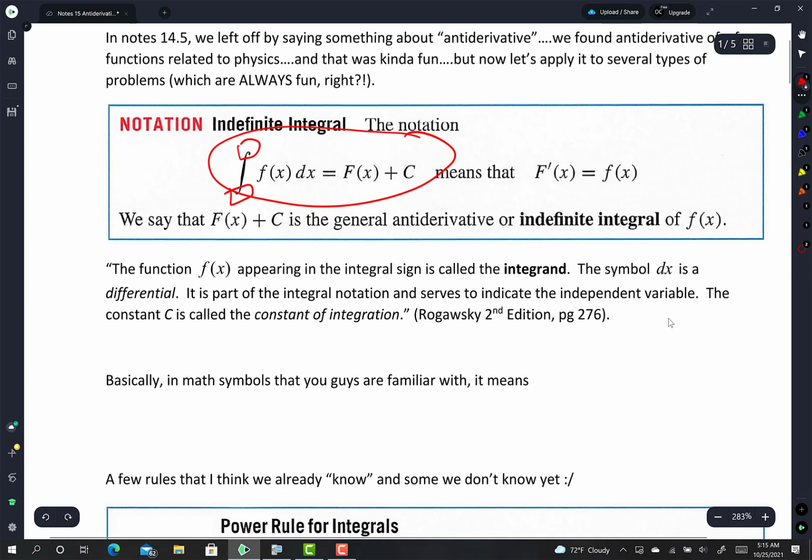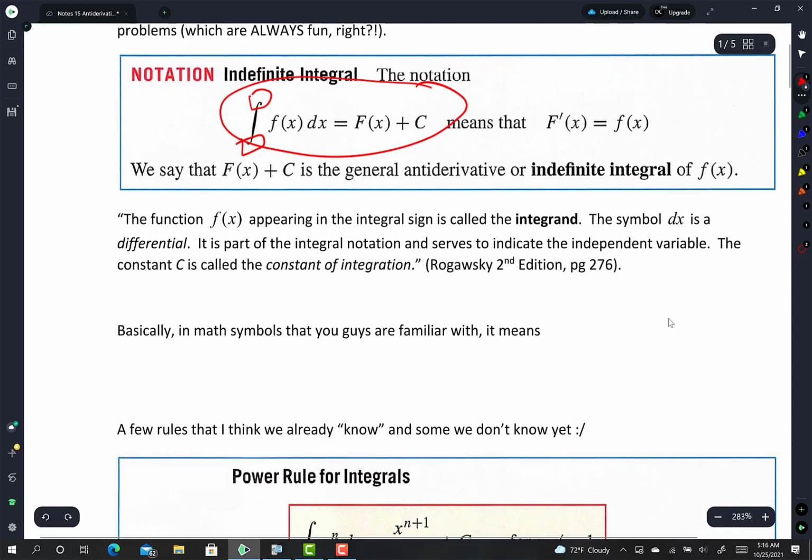Let's see what it says here. The function f of x appearing on the integral sign is called the integrand. The symbol dx is a differential. It is part of the integral notation and serves to indicate the independent variable. The constant c is called the constant of integration. Later on, when we get more advanced, guys, we will talk about what this means in terms of geometry.